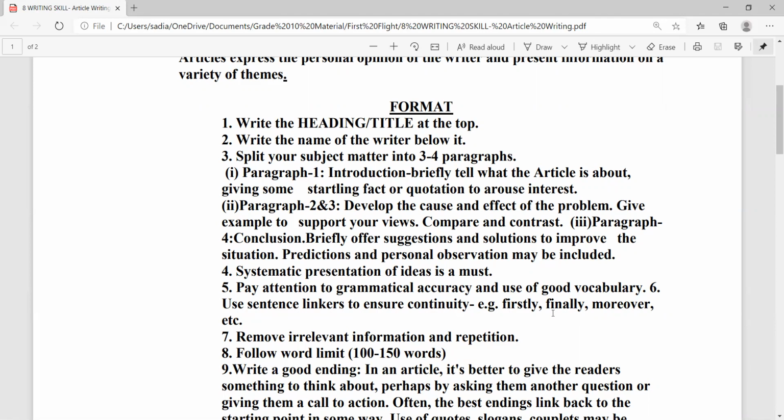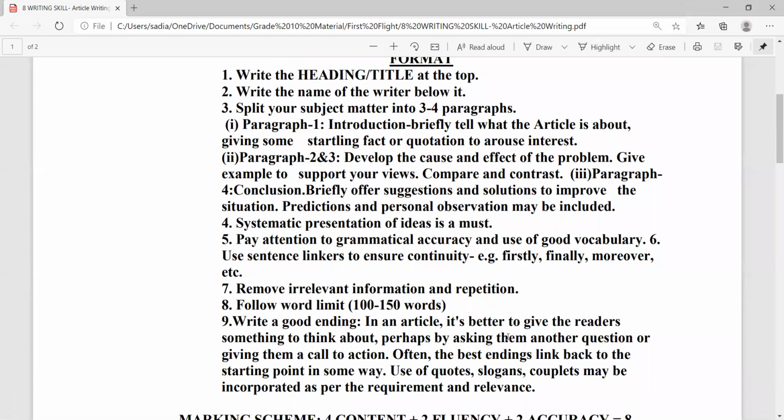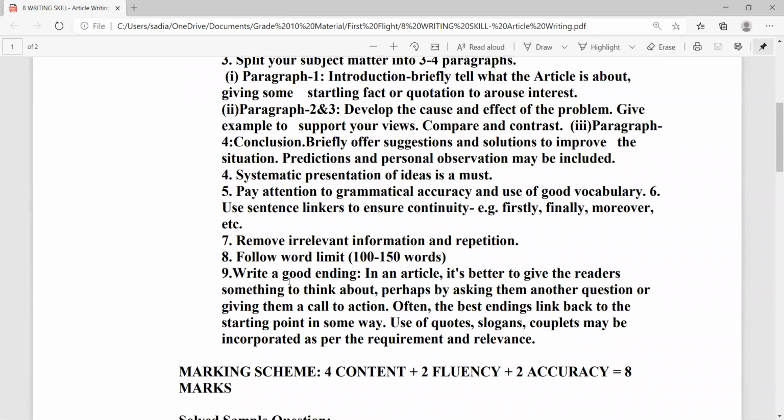Those are transitional words. These are sequence markers: finally, firstly, secondly, thirdly, first, next, then, after which, finally, moreover, additionally. Remove irrelevant information and repetition if you have time to edit, but make sure your work is neat.